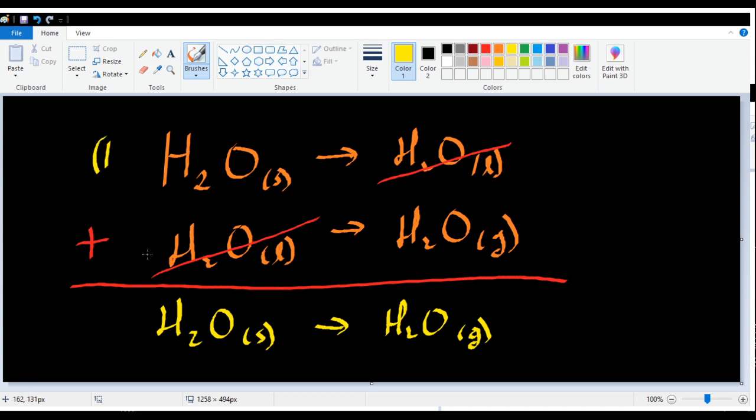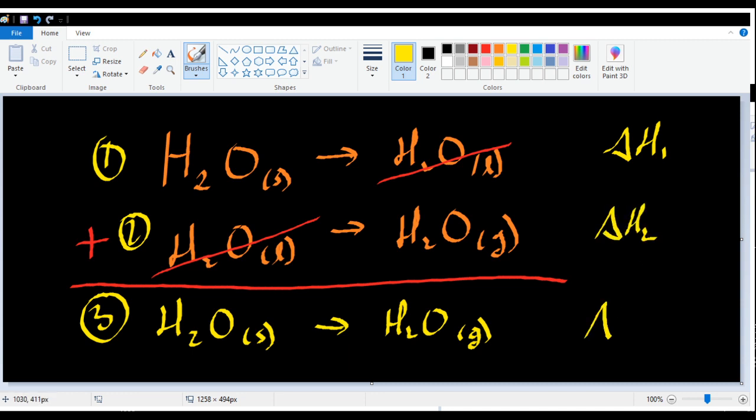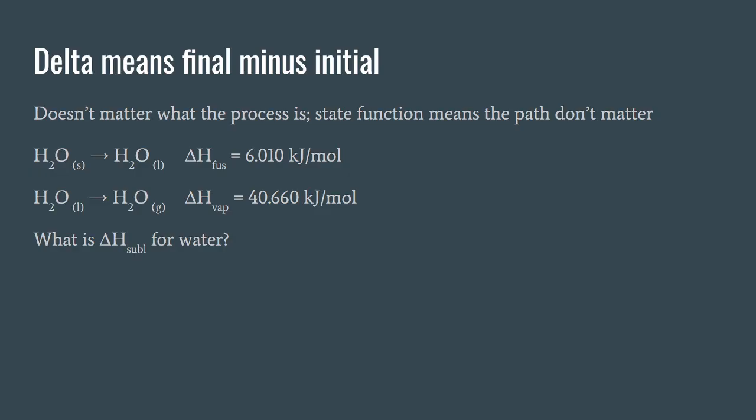So if reaction 1 plus reaction 2 yields reaction 3, then enthalpy 1 plus enthalpy 2 yields enthalpy 3. So in order to find the enthalpy of sublimation, we just add the enthalpy of fusion and the enthalpy of vaporization. So we come back here. These two reactions added together yield the one we're looking for. Therefore, these two enthalpies added together give us the enthalpy we're looking for.